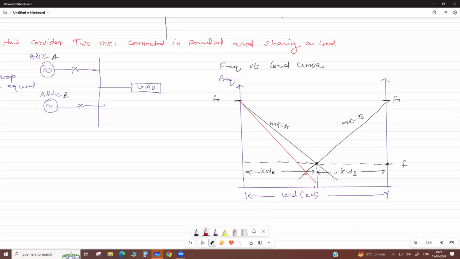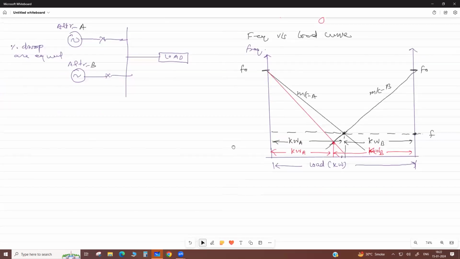Then see now this operating point here. So what is the kilowatt load? Kilowatt load A is this much and kilowatt load on B is this. So now the load on machine A is decreased and machine B will be overloaded. It means the droop setting, the droop curve, plays an important role in load sharing.